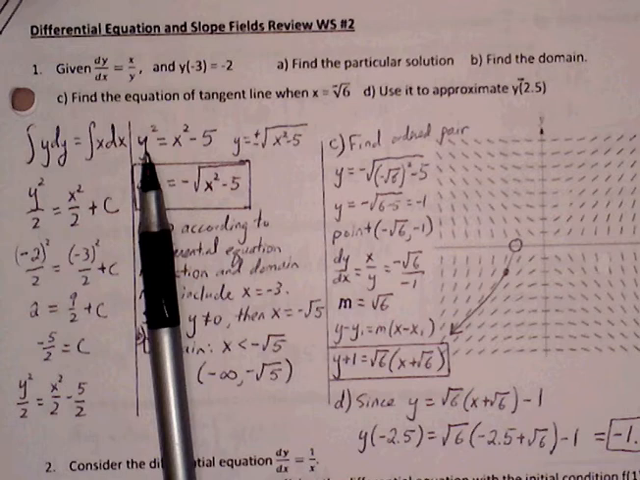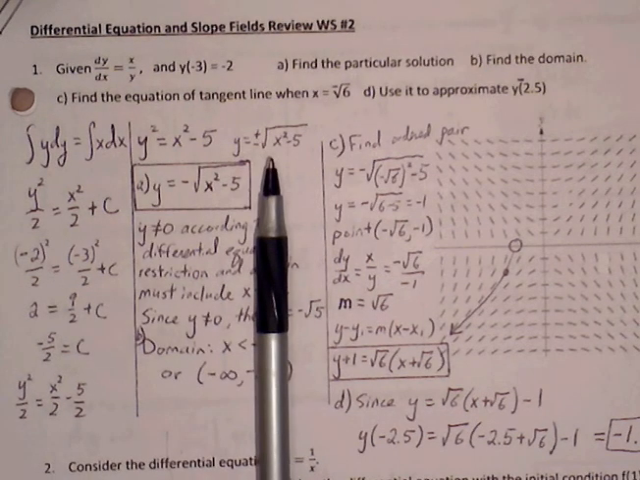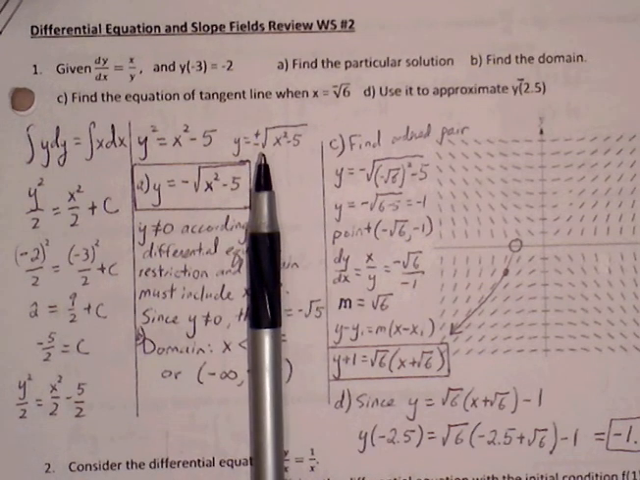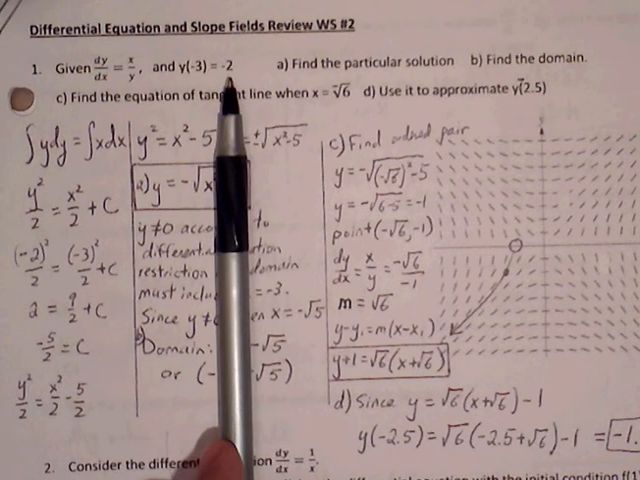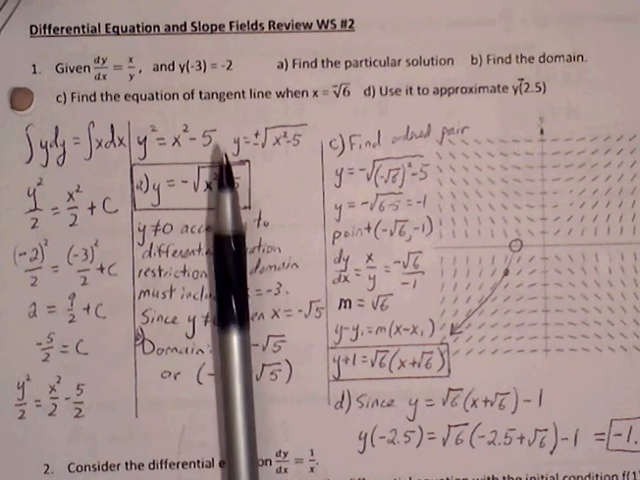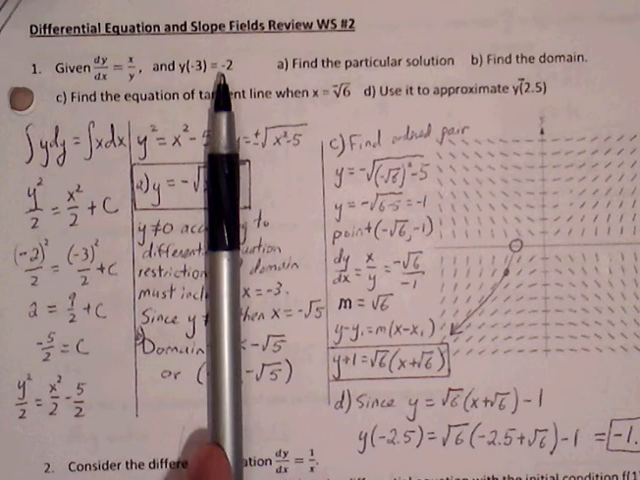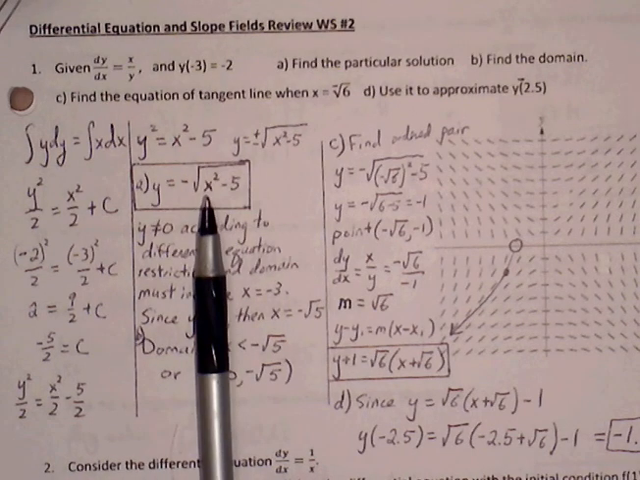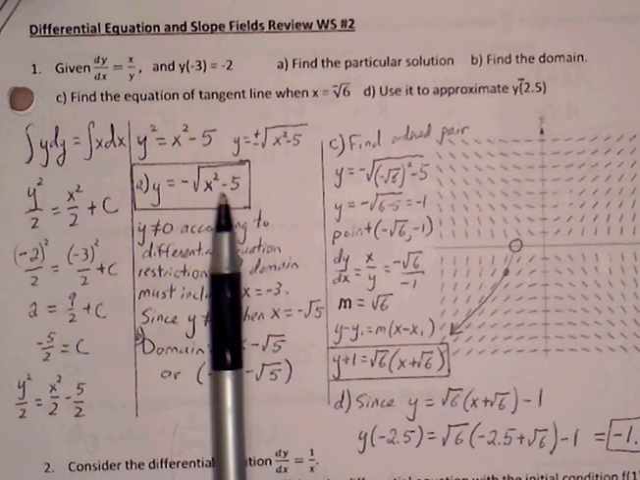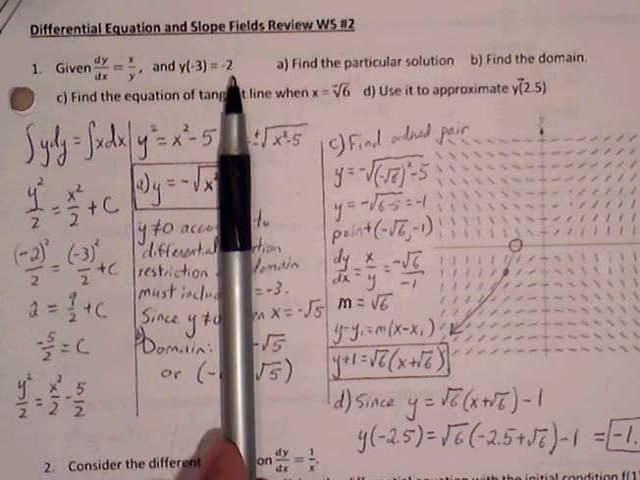So we take the square root of both sides, and we have two equations to choose from, either a positive square root of x squared minus 5 or negative square root of x squared minus 5. And we see that because we need the y value to be negative, we're going to have to have a negative square root in order for this ordered pair to be true. So if I plug -3 in for x, I'll get 9. 9 minus 5 is 4. Square root of 4 is 2. And the negative out here guarantees we get a negative y value, which is what the ordered pair calls for.